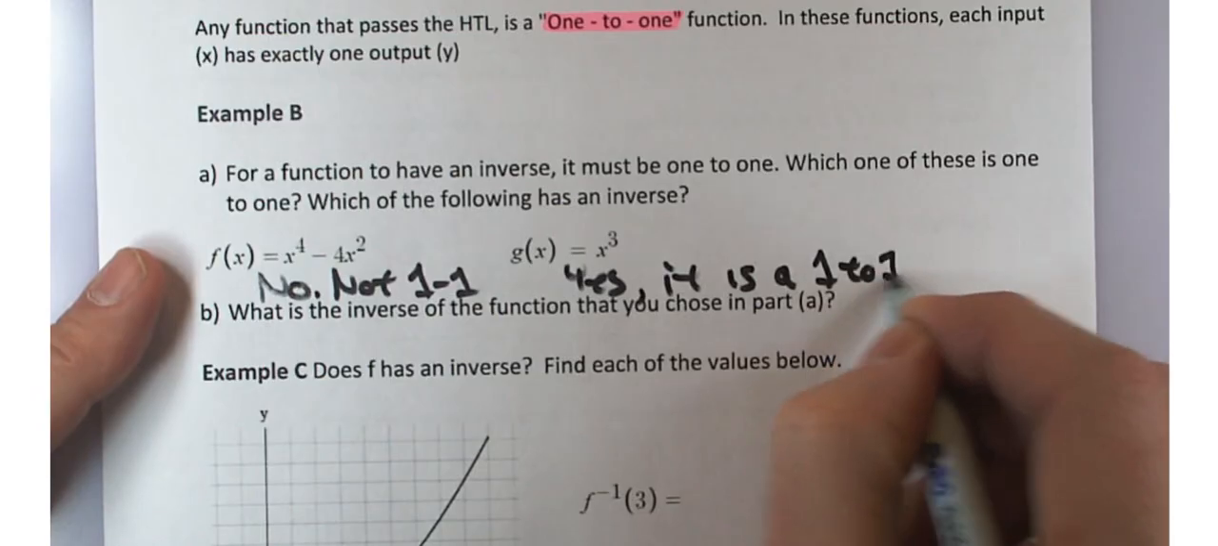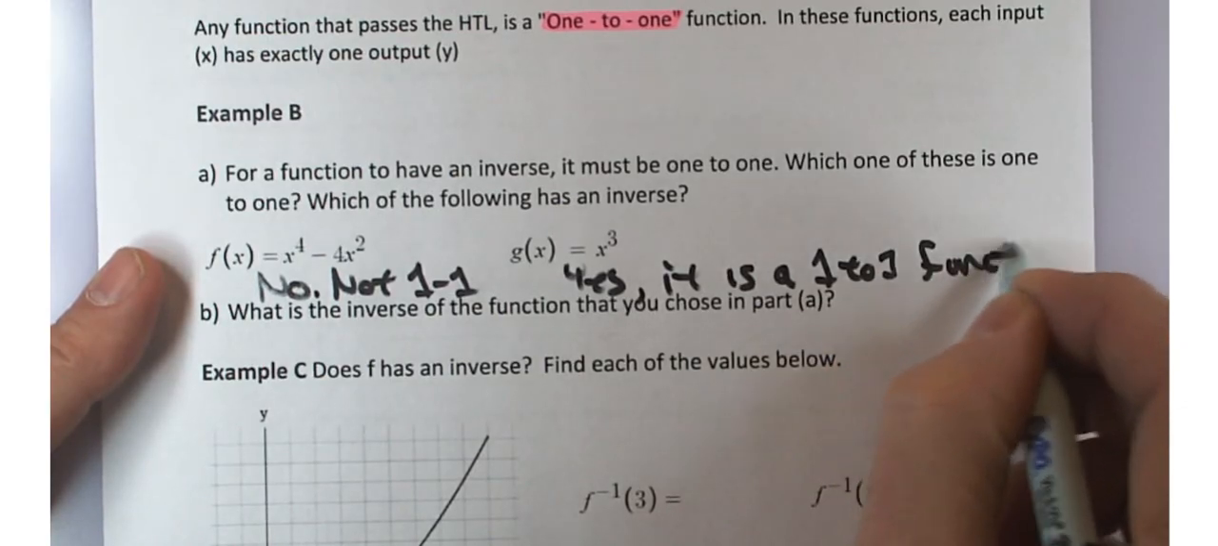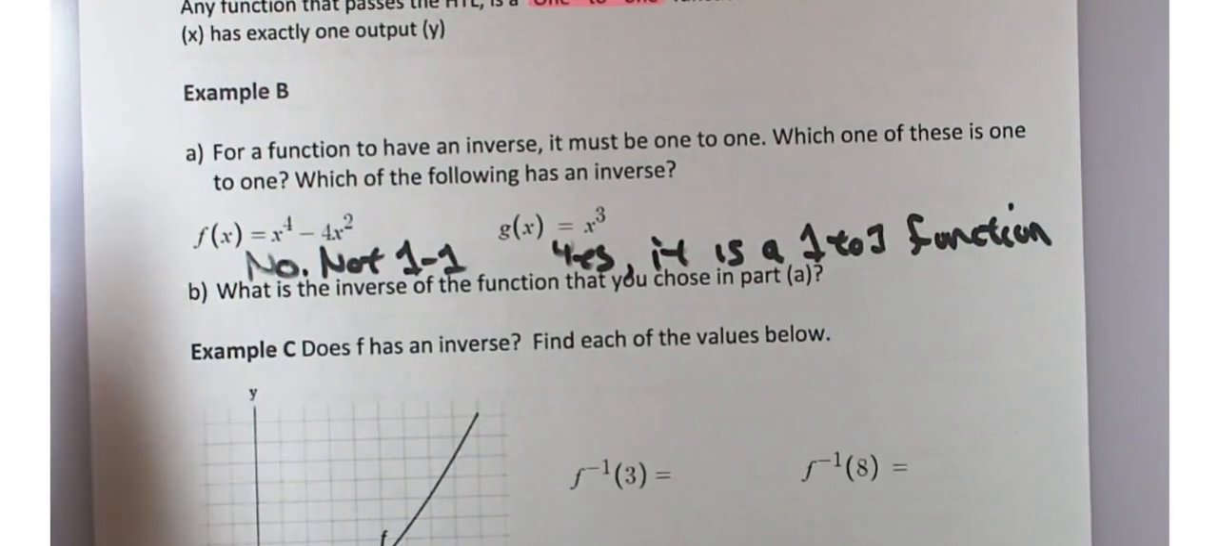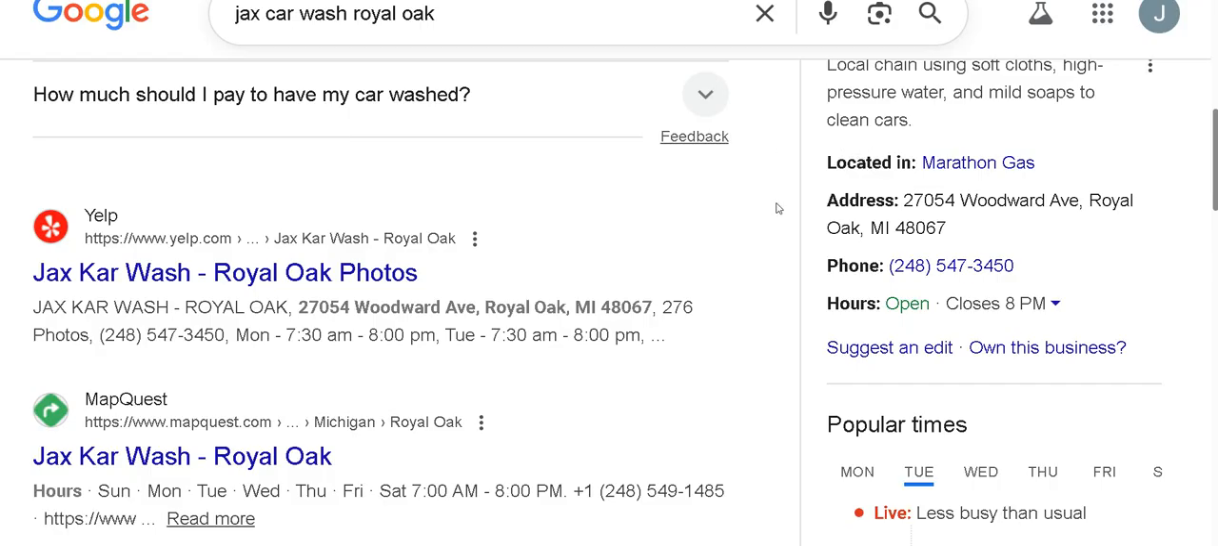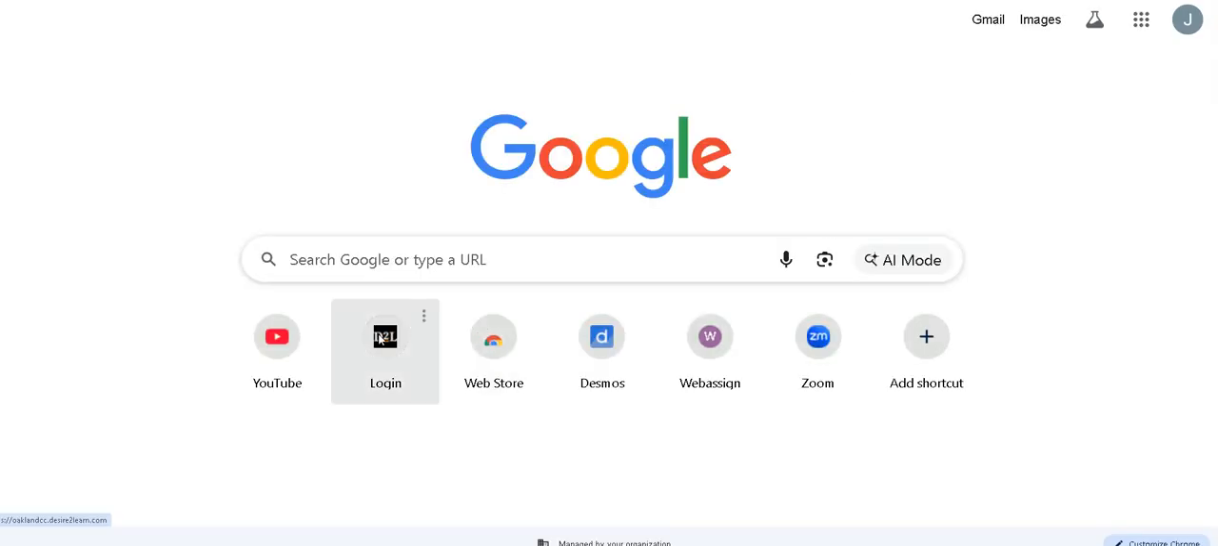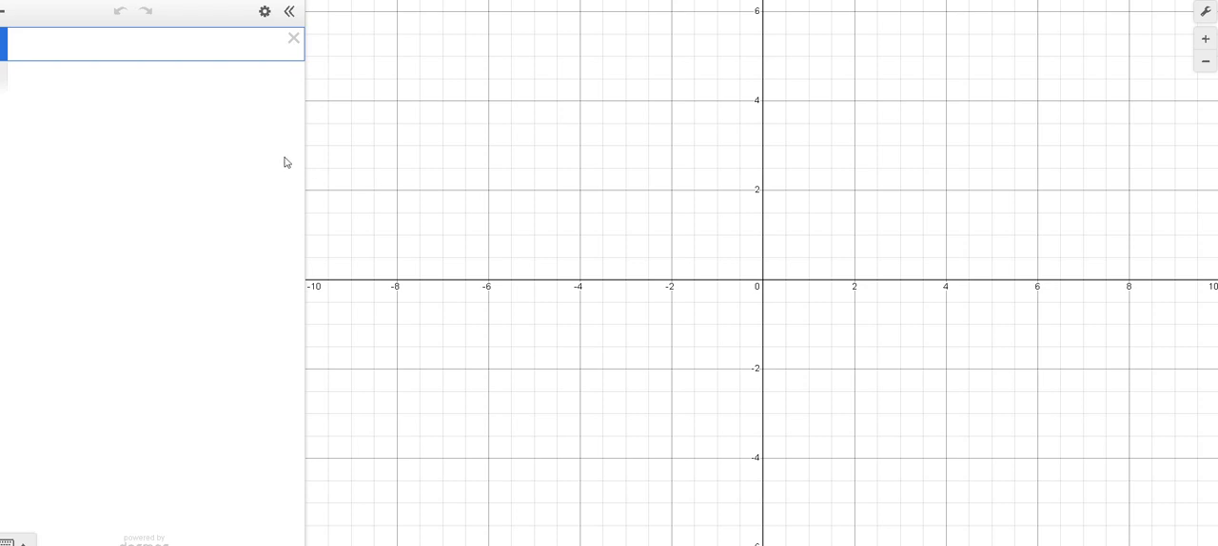One-to-one function. Now there's something cool that you can do on Desmos with these graphs. You can get the graph of the function and the inverse pretty easily. So let me open up a new window for Desmos, and I'll graph y equals x cubed.